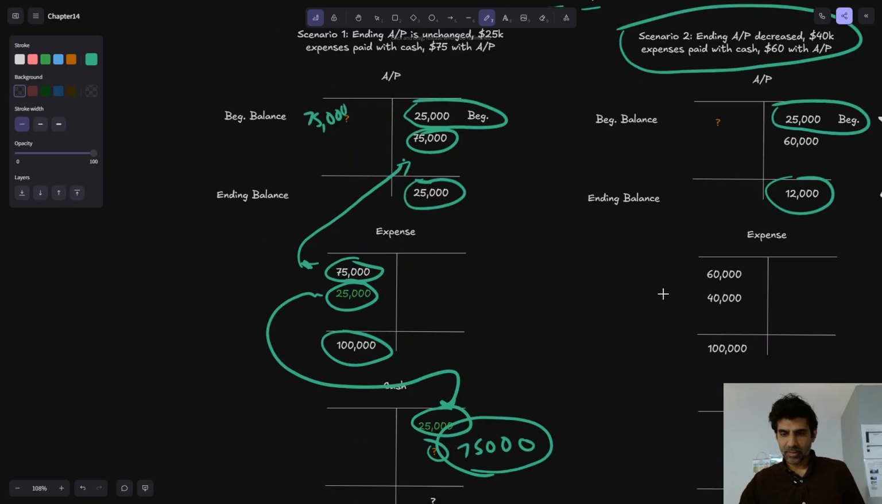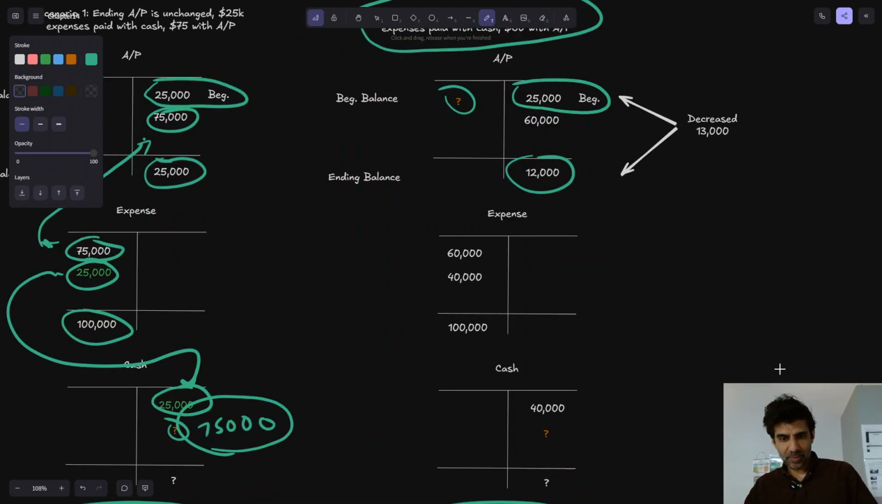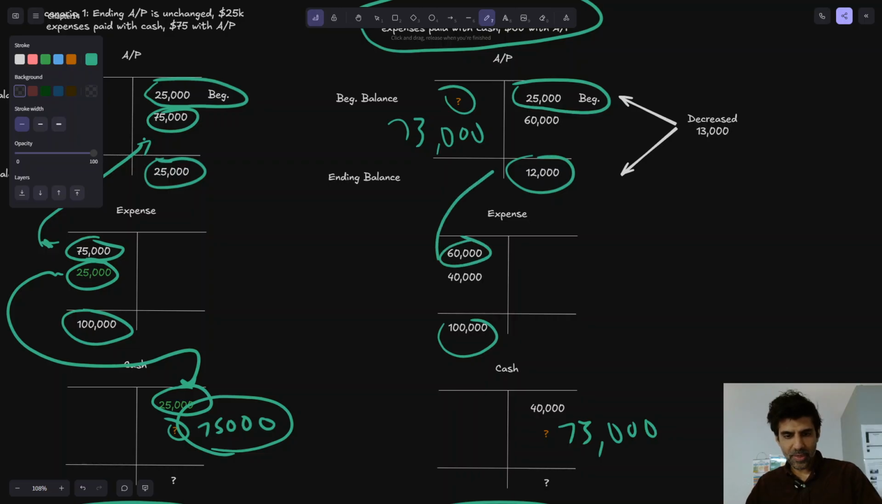Okay, so let's just do the other side. Now what do we need here? What do you think? Yeah, 72,000. 73,000. Is that right? Five, yeah, 73. Okay. And this is 73. This and this are related, right?